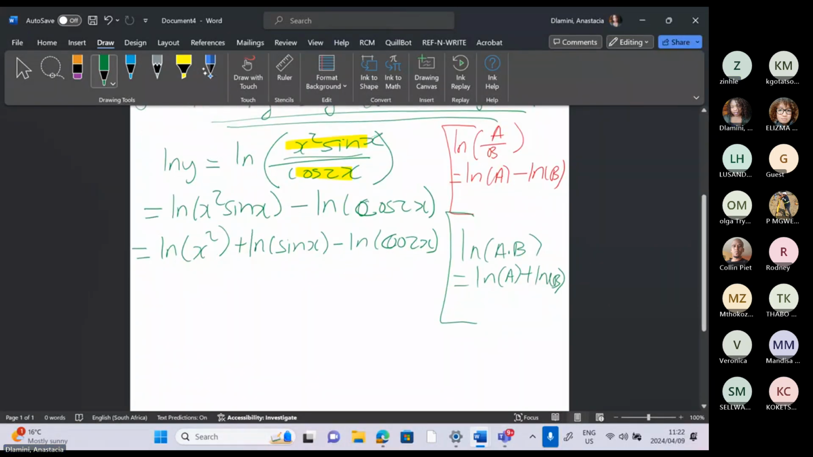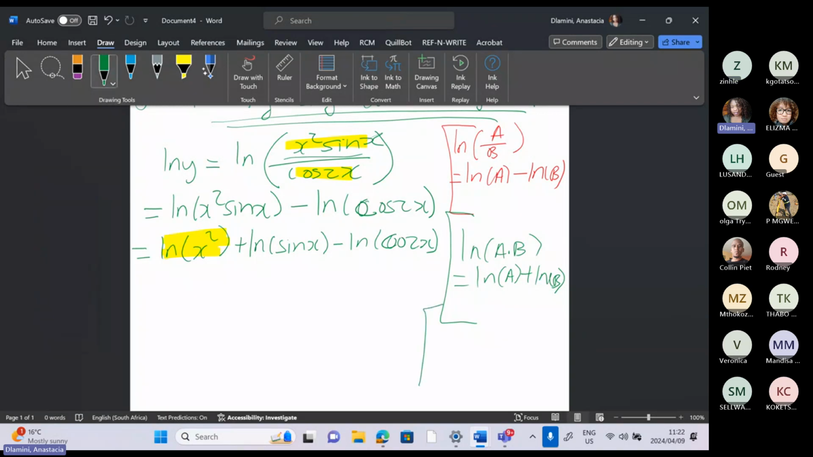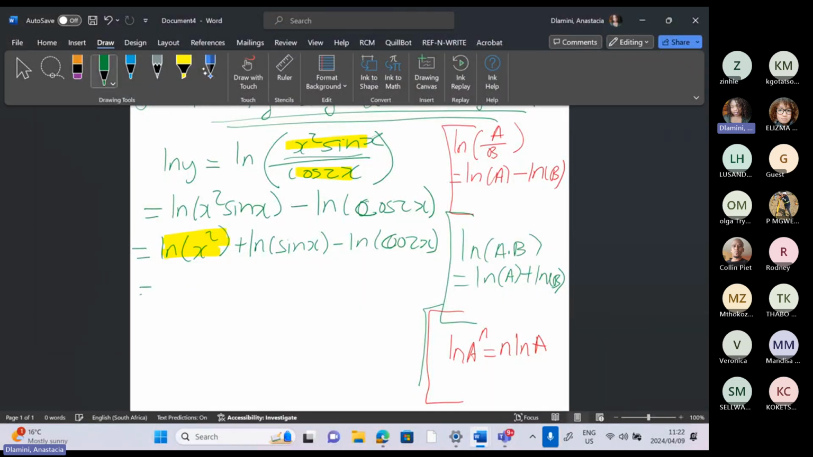Are we done? No. This part is a problem as well. So let's deal with it. Back to page 24. There's a property that says if you have ln of A to the power of n, this is n ln of A. Did you see we applied all the properties there? So then this will be equal to 2 ln of x plus ln of sine of x minus ln of cos of 2x.